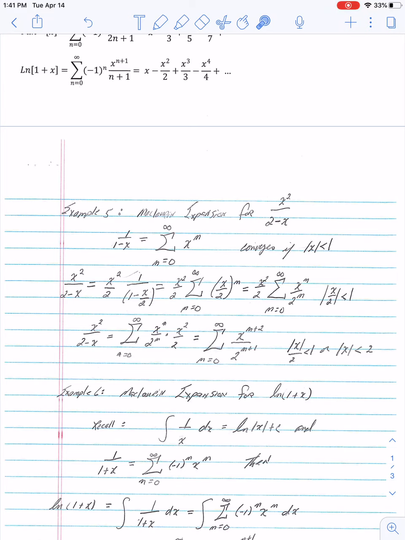Okay, suppose I want the Maclaurin expansion of x squared over 2 minus x, and I don't want to go back to the original definition. Well, I recognize that this looks an awful lot like 1 over 1 minus x, and I already know what the expansion of that is. That's my well-known geometric series, summation n running from 0 to infinity, x to the n, and I also know it converges when the absolute value of x is less than 1. All right, so how do I use this to get this?